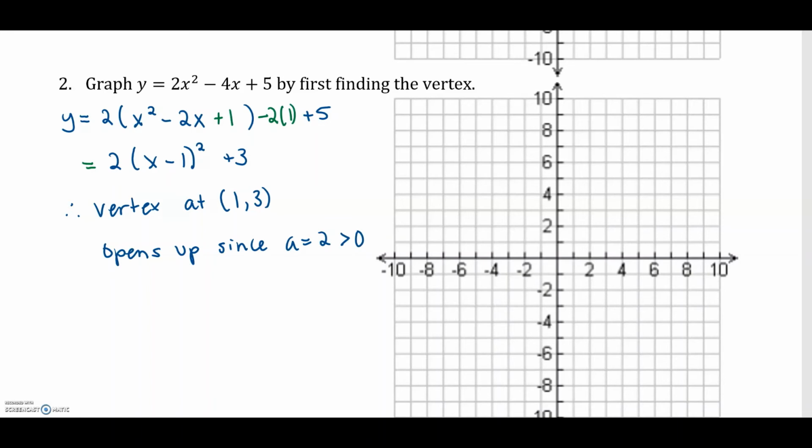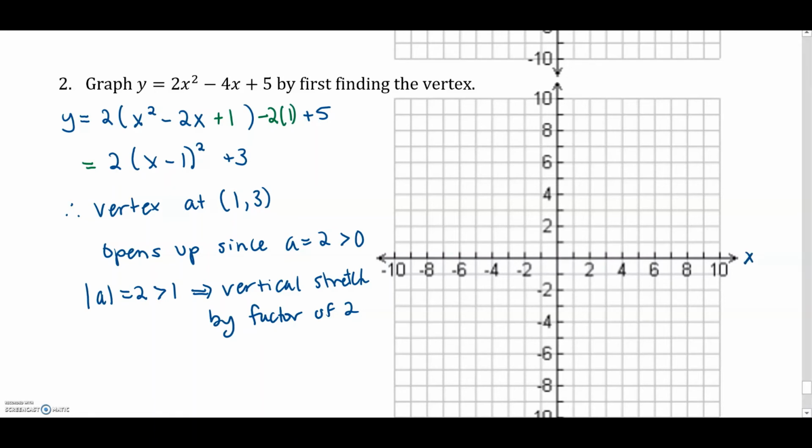And we have a stretch. So because the absolute value of a is equal to 2, which is greater than 1, we have a vertical stretch by a factor of 2. So what that means is that for each increase of 1 unit in the x value, every typical increase for y will be double. So let's start by graphing the vertex.